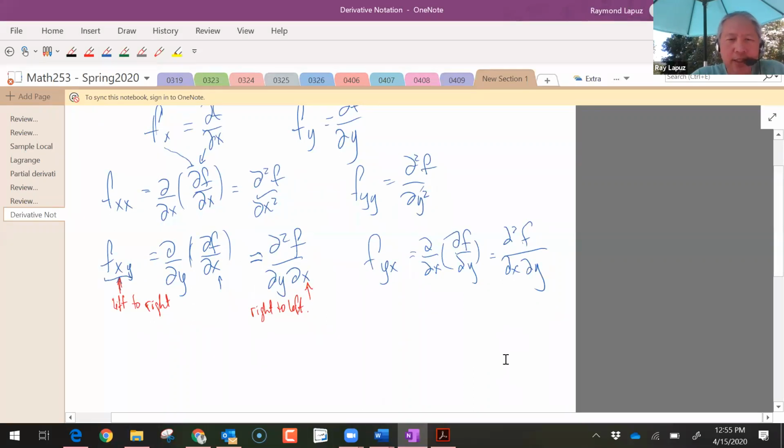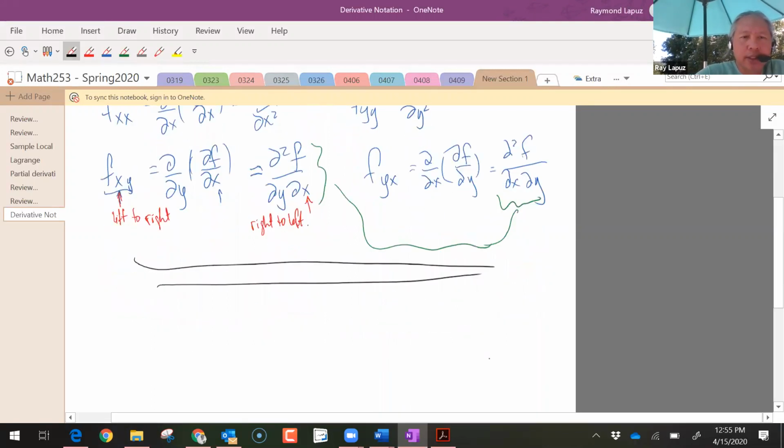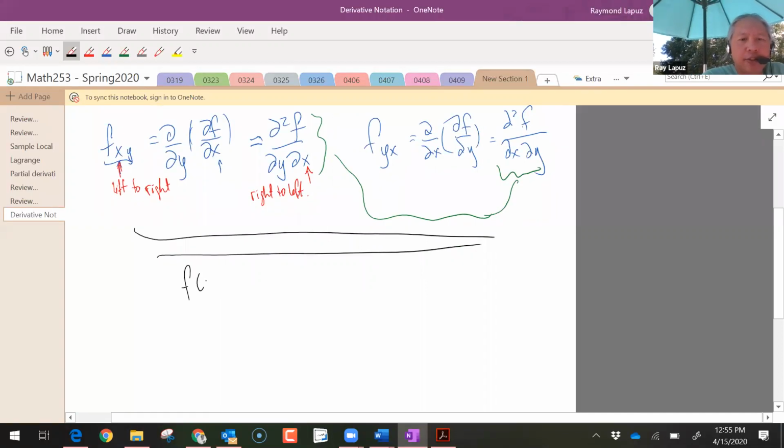So it's tricky. It's kind of lame in the sense that most of the functions that we're going to be dealing with say that the mixed partials are equal anyways, so it's not that big of a deal. But the notation is still important. This can even get extended to 3 variables if you have f of x, y, z.